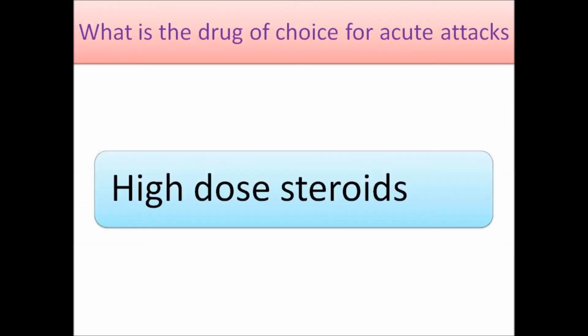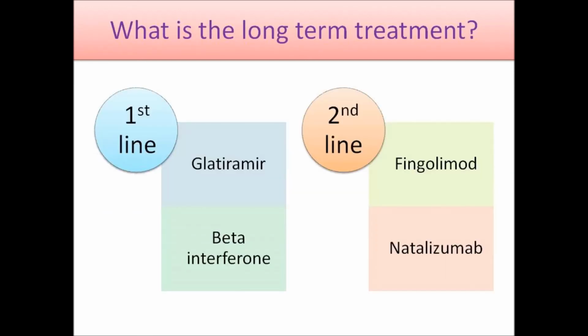Okay. What is the drug of choice for acute attacks? The drug of choice is high-dose steroids. IV methylprednisolone is used in an acute attack of multiple sclerosis, which is followed by oral steroids. This is usually sufficient. However, if the patient is not responding, we use plasmapheresis or IV immunoglobulins. Now, this is used during an acute attack.